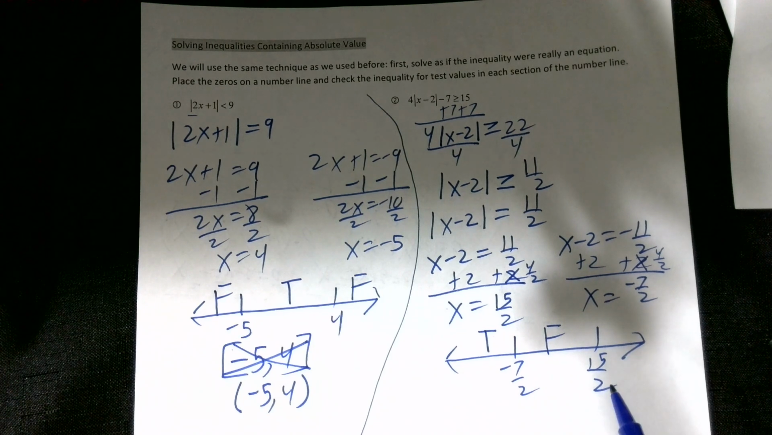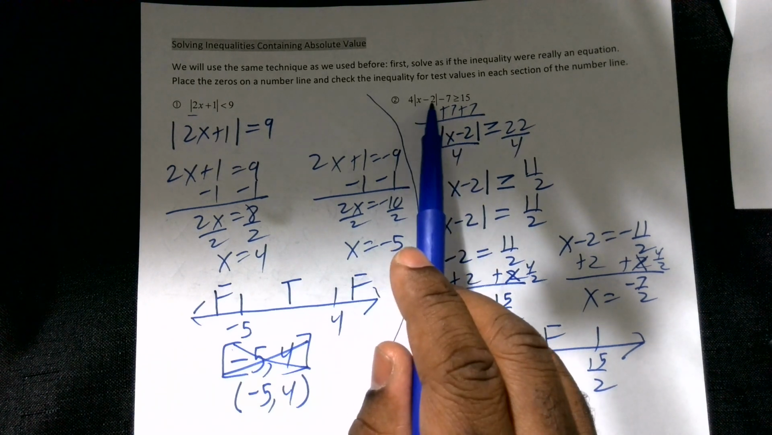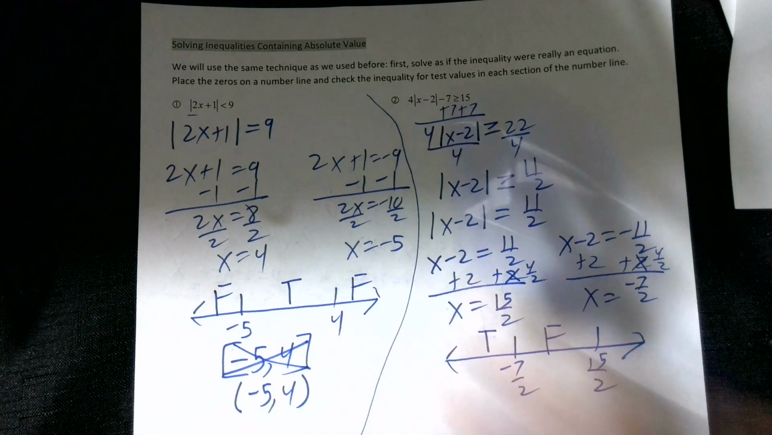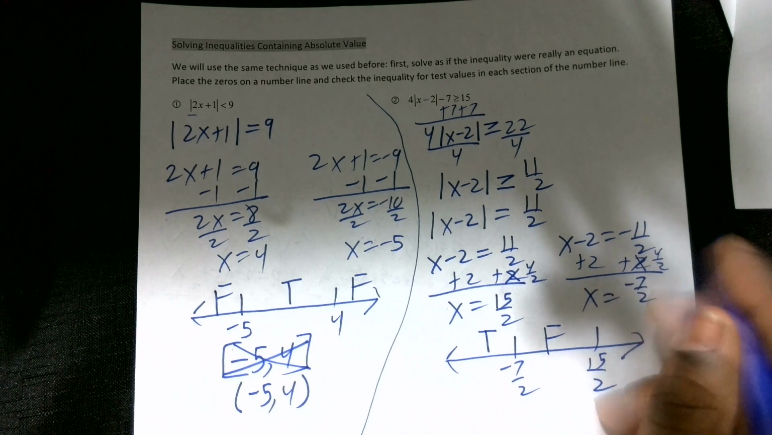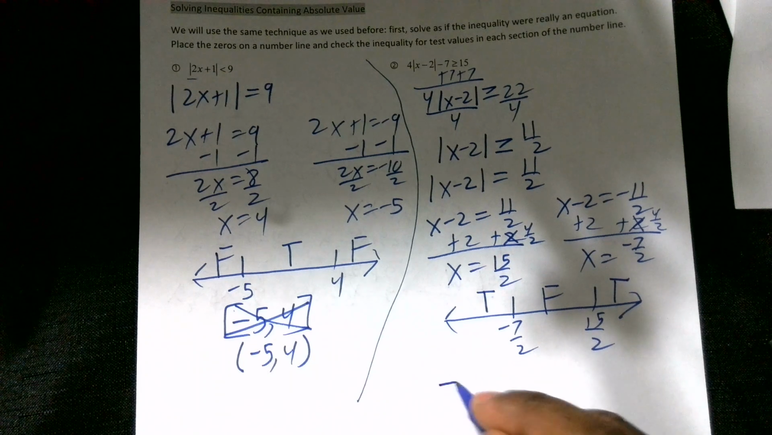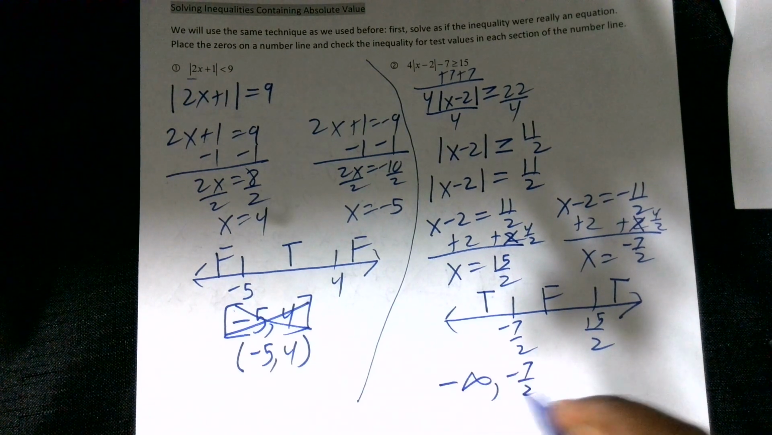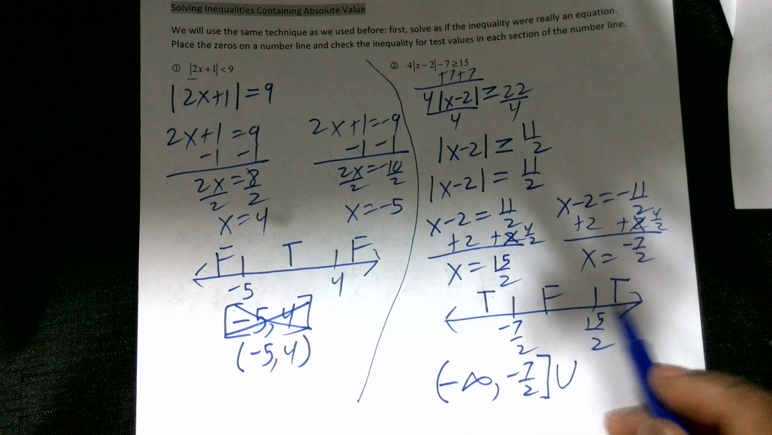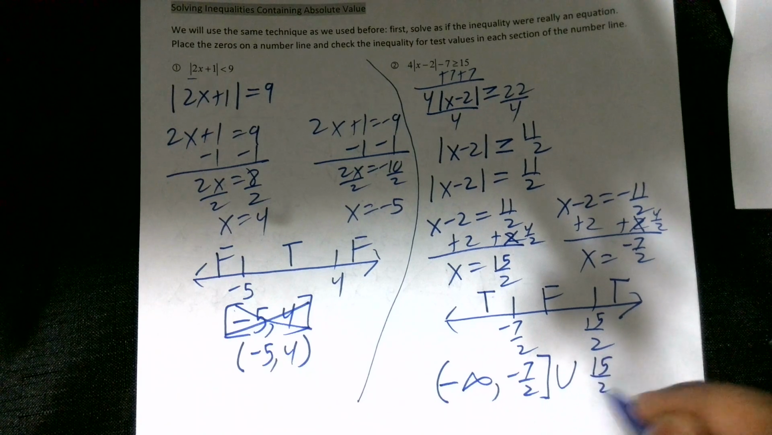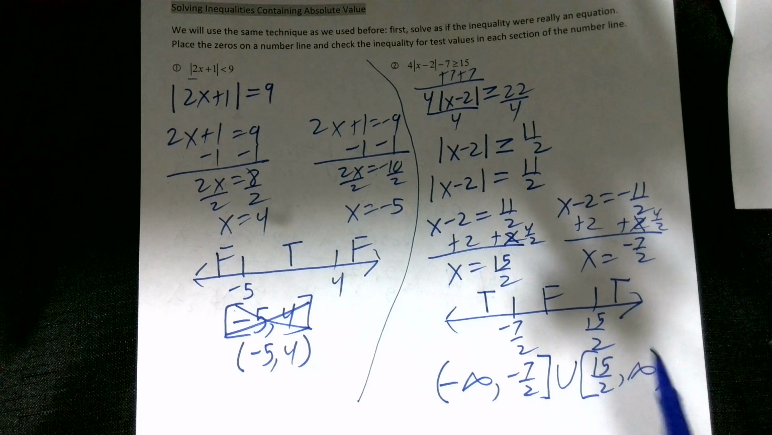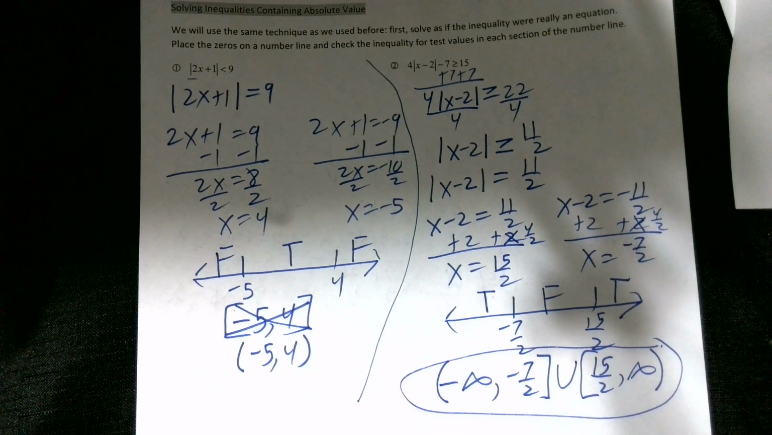And then 15 over 2 is the same as 7.5. So we could do 8. So I put in 8 here. 8 minus 2 is 6. The absolute value of 6 is 6. 4 times 6 is 24. Minus 7 is 17. And 17 is greater than 15. So that's true. So our interval will go from negative infinity to negative 7 halves, with a parenthesis on the negative infinity and a bracket on the negative 7 halves. Union, it'll be 15 over 2 to infinity, with a bracket on the 15 over 2 and a parenthesis on the infinity. And this will be your final answer here.